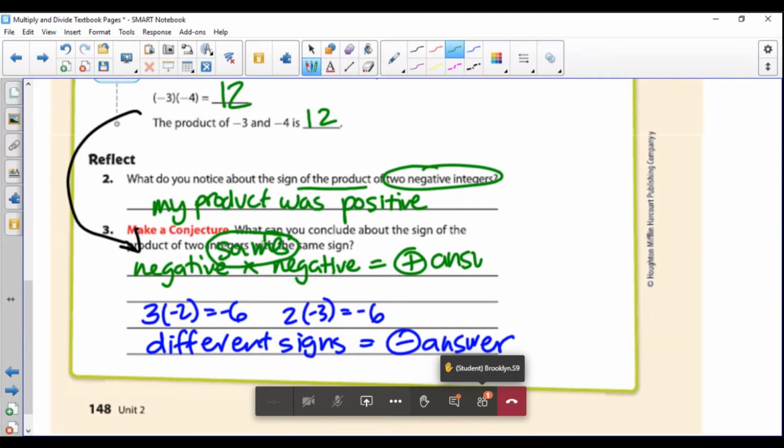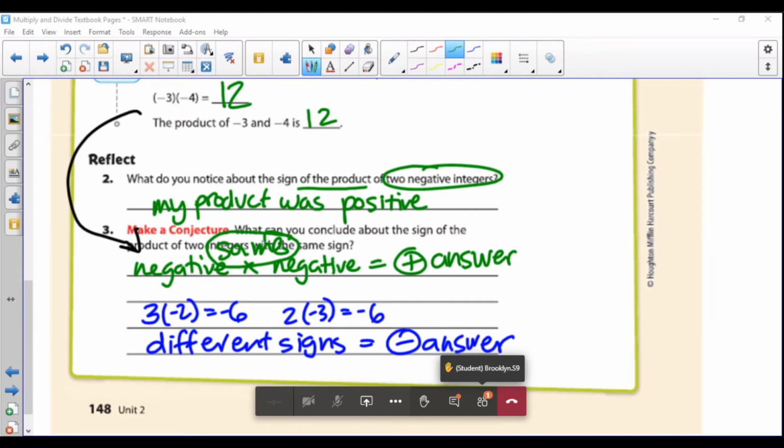And this works even with positive numbers. I did like positive 2 times positive 10. That's positive 20. So anytime I multiply two numbers the same sign, my answer is positive. With different signs, my answer is negative. Okay, and we'll keep practicing with that. Okay, so if you have a question on that, we can look over it again too, because we look at it with division too, so it's very similar.